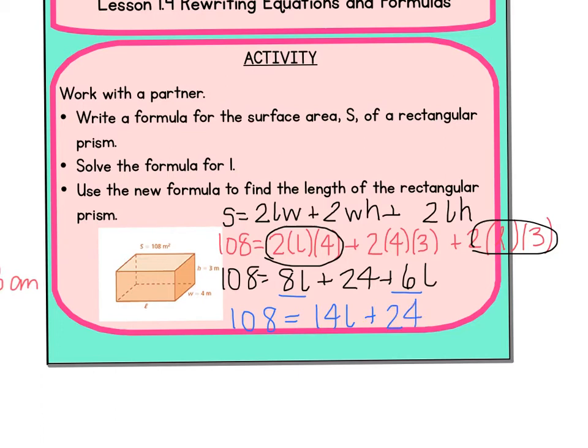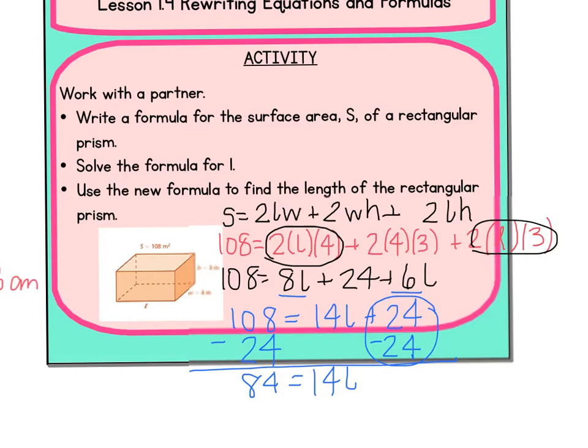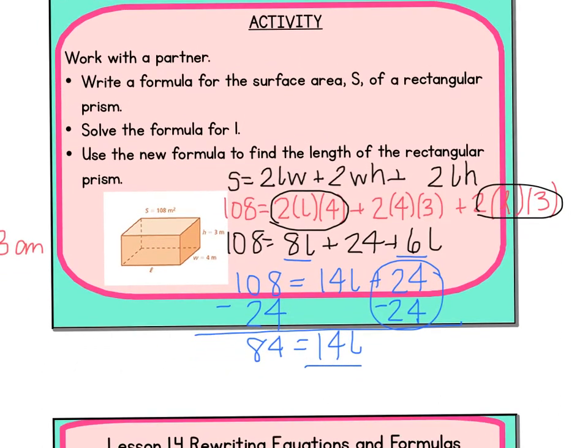So now we're working towards getting that L by itself, so I'll subtract 24 from both sides. So I get 84 equaling 14L. So now I have to divide by 14 on both sides. And 84 divided by 14 gives us 6. So the length is 6, and I'm going to put the label meters.